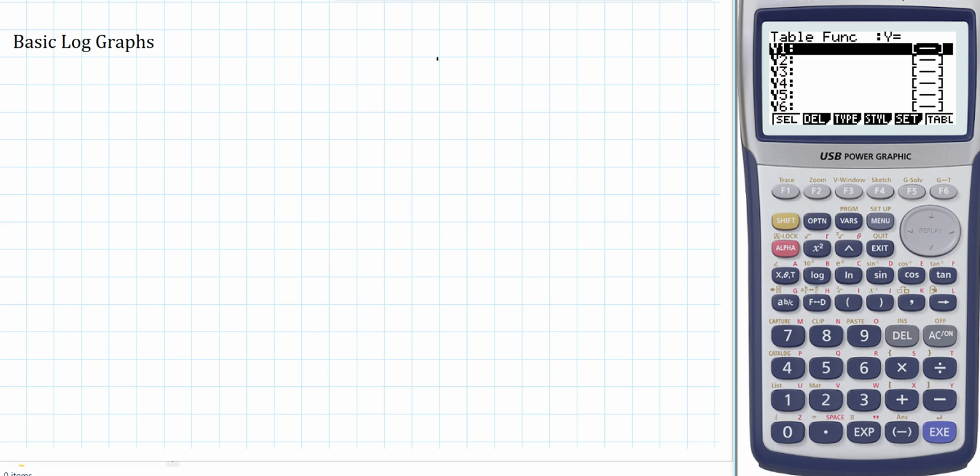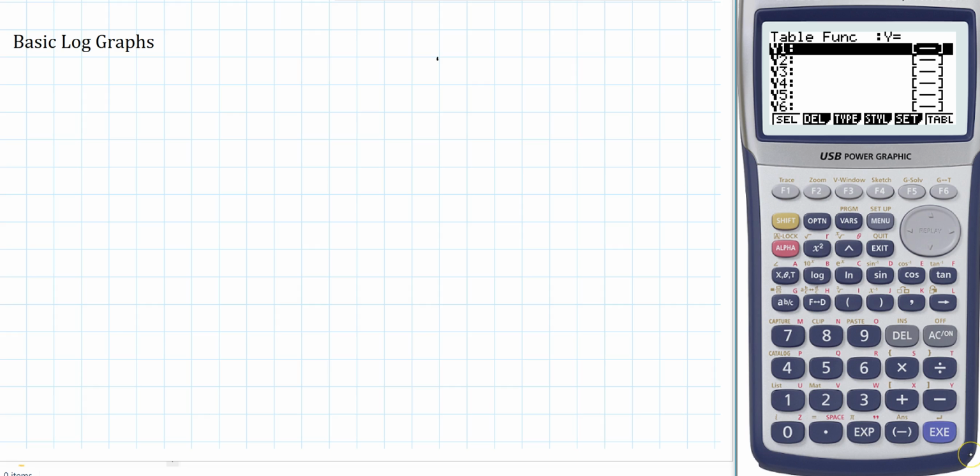Hello again. This is a video about basic log graphs. Log graphs are going to tie in with graphs that we did on exponentials as well, because if you remember back to the work that we did in algebra, there is a link between exponentials and logs. And we're going to look at that in a bit more detail.